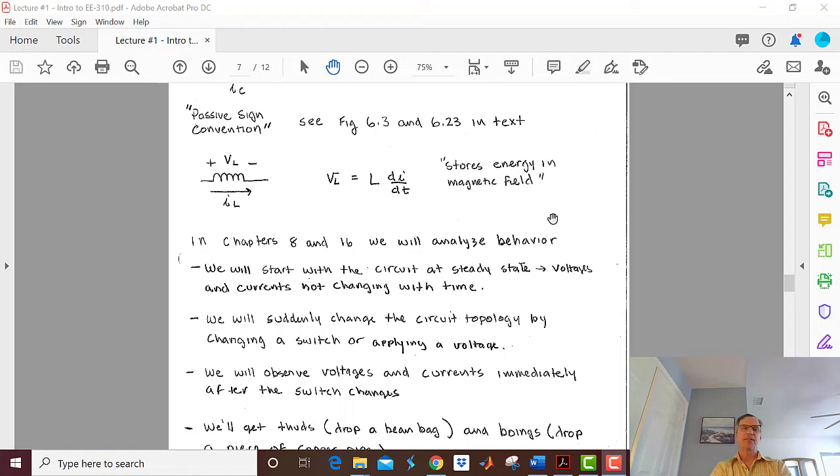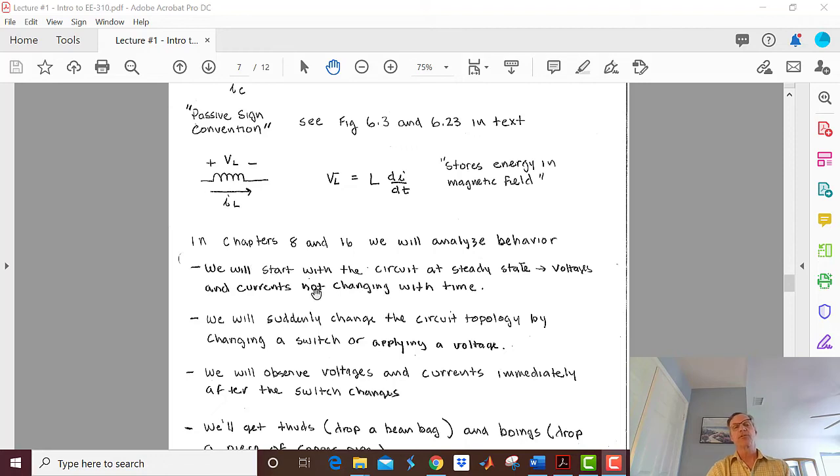But all the problems are going to be kind of the same. We're going to start with the circuit at steady state, meaning the voltages and currents are not changing with time. The way I like to think of steady state is di/dt is zero. They're not changing with time. dv/dt is going to be zero. If the circuit is at steady state, d anything dt is equal to zero. Voltages and currents are not changing with time. And you'll see that we'll refer to this as the circuit behavior at time equals zero minus, meaning it's the behavior right before we make some change.